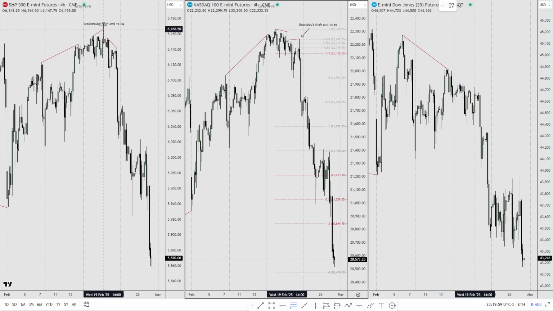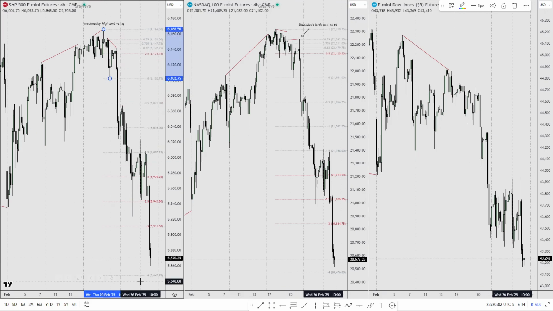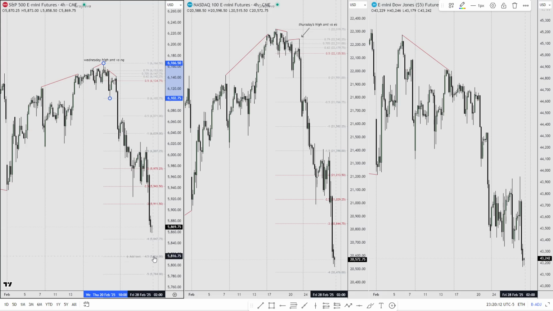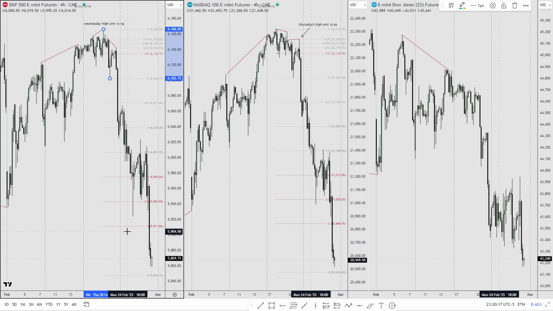Same with ES. We are almost there as well. So we are anticipating Friday to form the low of the week with 4, 4.5, or 5. Right? And we'll see if it plays out later on.